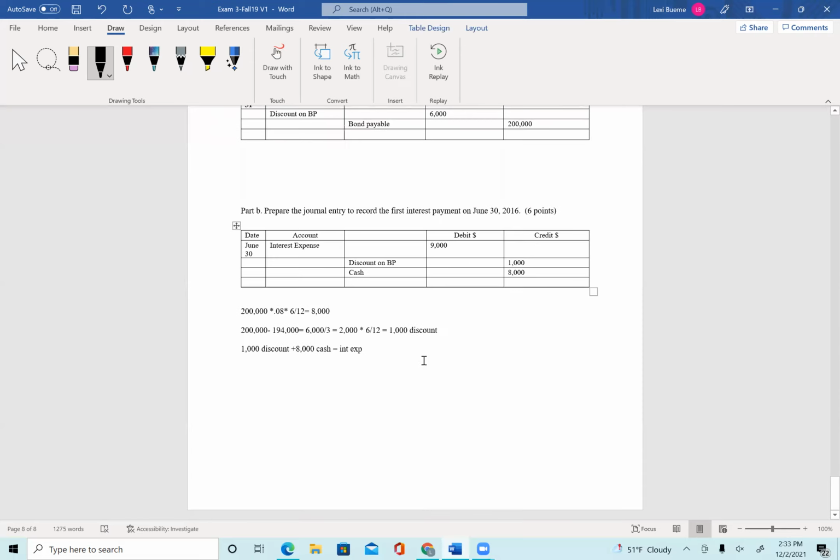9,000. And then part C, it's just record the face value, which you guys don't have on here, but that's just going to be bonds payable. When it says record the face value of the bond, just bonds payable for the face amount and then cash for the payment.